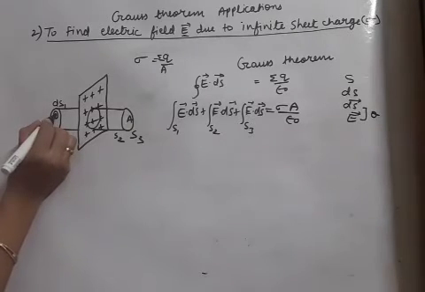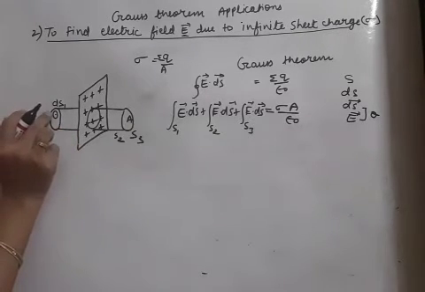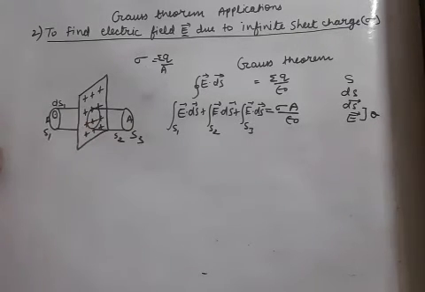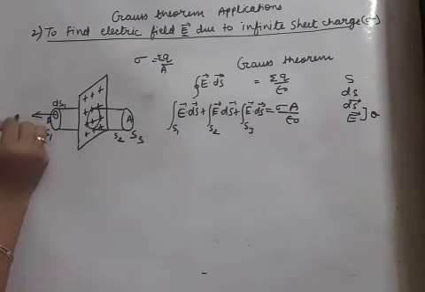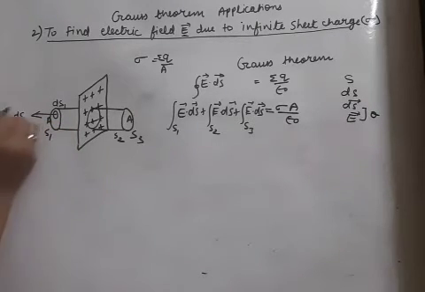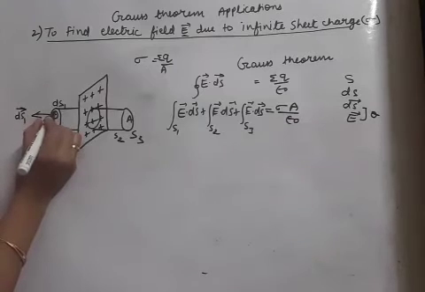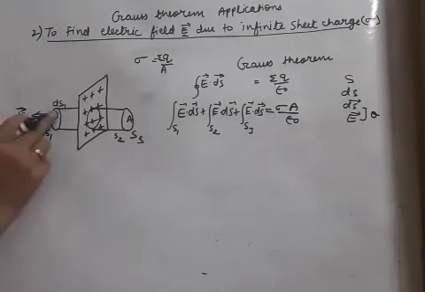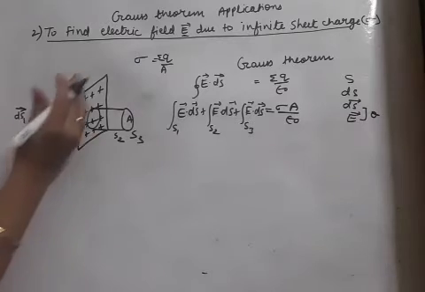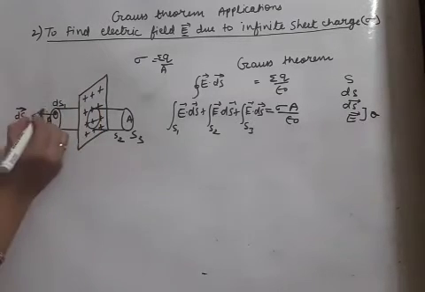Then we will draw a normal to it. Now the normal can be here also or here also, but we have to take the outward normal. So this is the ds1 vector. Then we have to show here the E direction. For the E direction, keep a plus charge where this plus will go. Due to this positively charged sheet, it will go away.